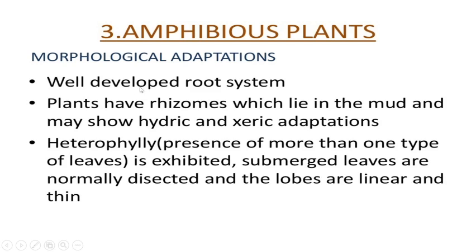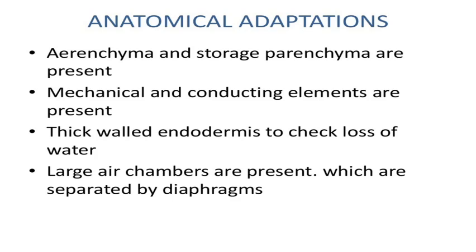In such plants, well-developed root systems are there. Plants have rhizomes which lie in the mud and may show hydric and xeric adaptation. Heterophylly, the presence of more than one type of leaves, is exhibited. Some leaves are small, some leaves are large. This condition is called heterophyllous condition. Submerged leaves are normally dissected and the lobes are linear and thin. These are the morphological adaptations in amphibious plants.